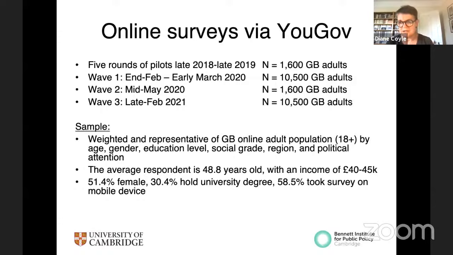The first wave, 10,500 adults, so a large sample, was at the end of February, early March 2020. When the pandemic hit, we got permission to go ahead with a smaller wave in May and then a repeat full wave again a year on in February 2021. The sample is representative of the online adult population. For those who are not aficionados of UK politics, the UK includes Northern Ireland and GB excludes Northern Ireland. So this sample excludes Northern Ireland, which is one probably modest bias. The bigger bias will come from it being the online population because it's the YouGov online panel.